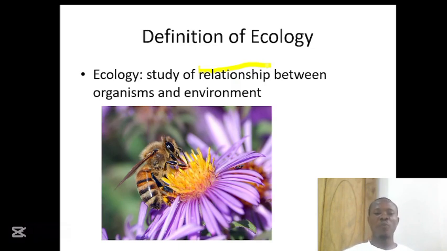For example, the relationship between humans and water. We need water for our various activities, be it domestic or industrial. We also need water for our body to function normally. And at the end of the day, we are trying to maintain the hydrological cycle, that means the water cycle.